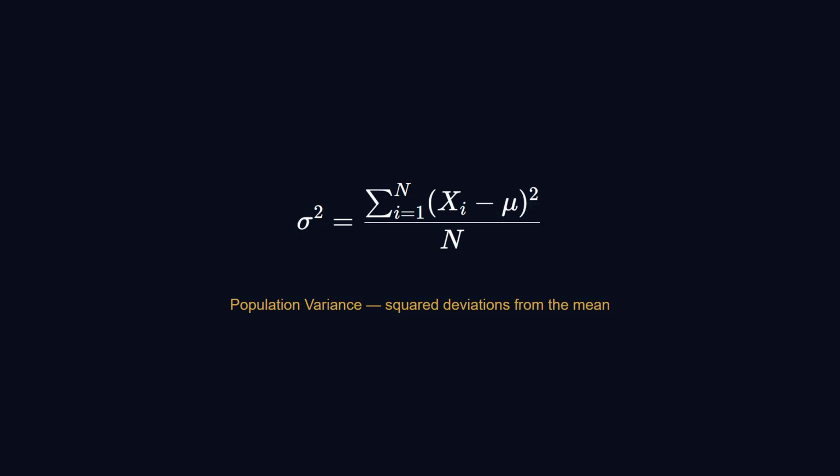Second, squared values have better mathematical properties. You can decompose variance, add variances of independent variables, and build upon it for regression and portfolio theory. The downside? Variance is in squared units. If your returns are in percent, variance is in percent squared. That is not intuitive, which brings us to standard deviation.